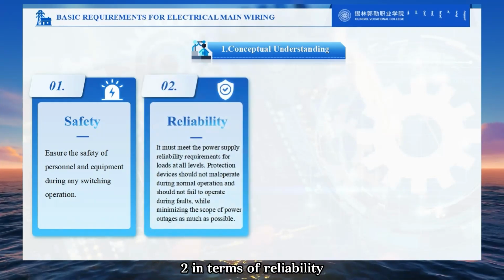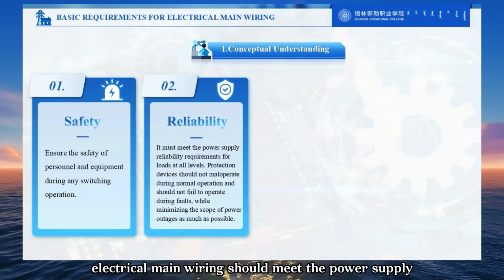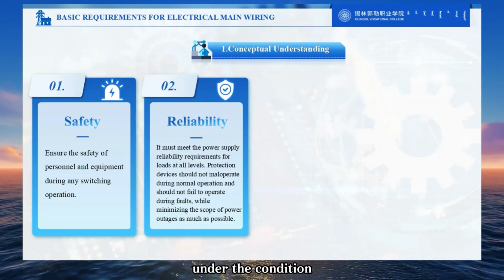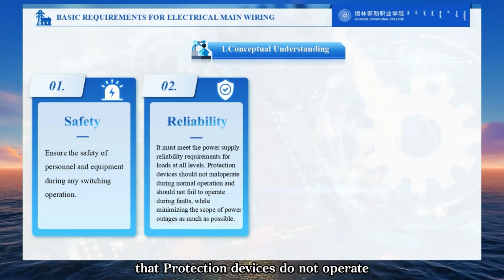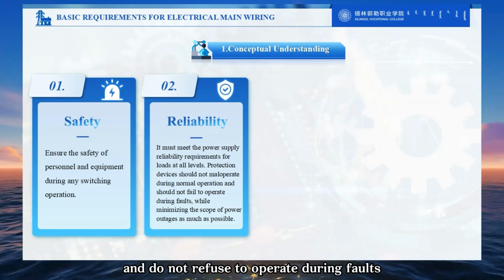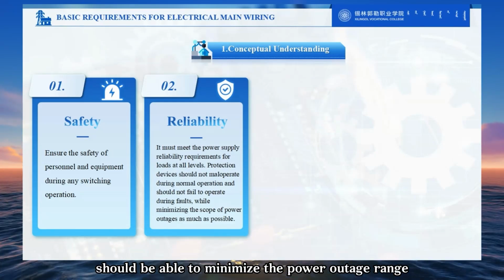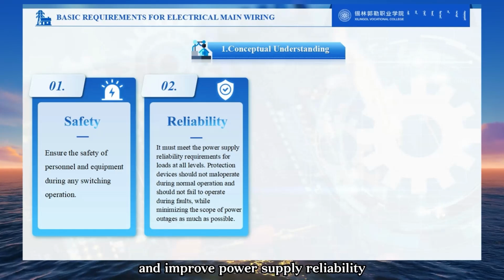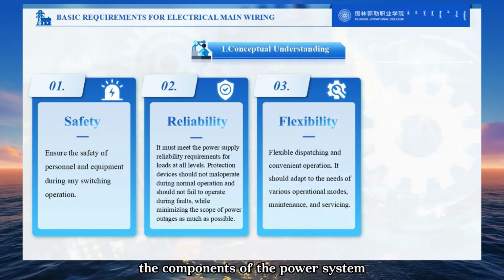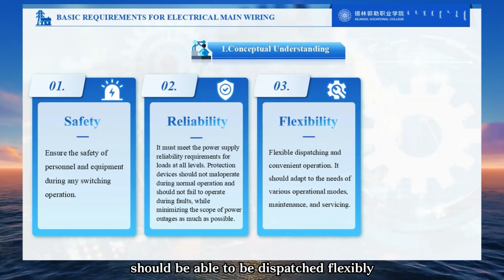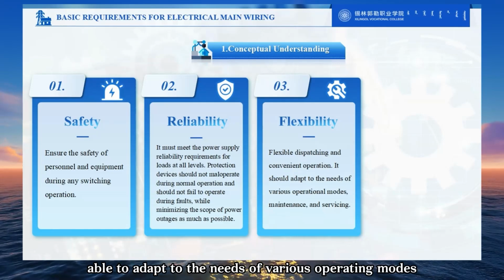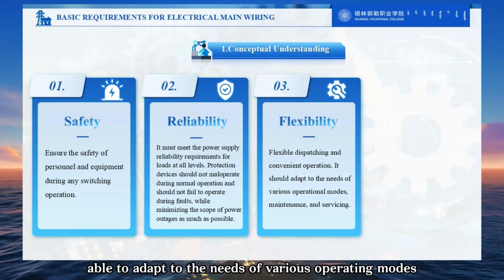2. In terms of reliability, electrical main wiring should meet the power supply reliability requirements of various levels of power loads, under the condition that protection devices do not operate incorrectly during normal operation and do not refuse to operate during faults. It should be able to minimize the power outage range as much as possible and improve power supply reliability. 3. In terms of flexibility, the components of the power system should be able to be dispatched flexibly, and the operation of electrical equipment should be convenient, able to adapt to the needs of various operating modes and maintenance.